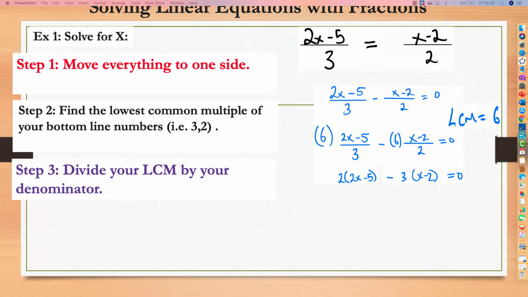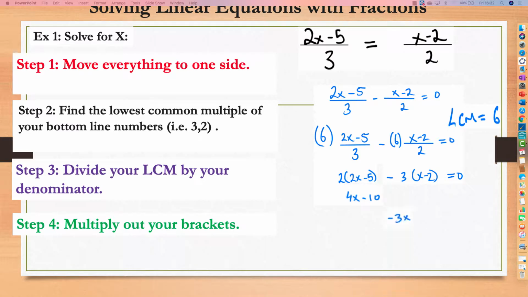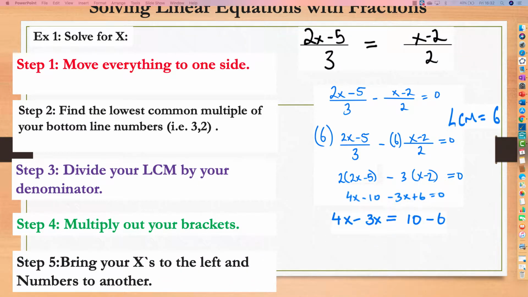And then it's just normal. 2 times 2x, 2 times minus 5, minus 10. 3 times minus 3 times x, minus 3 times minus 2, plus 6. 4x and minus 3x on your left, 10 and 6 come over, and then you're left with 1x is equal to 4.